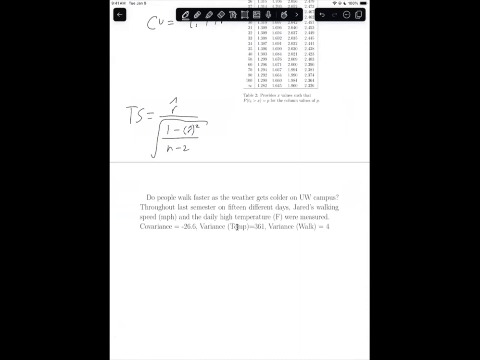Now, we were not given the sample correlation. We were given the covariance and the variance of each of the variables. And so the sample correlation is the covariance divided by the standard deviations of each of the variables. So x and y are just the generic two variables, which is really the same thing as the covariance over the square root of the variances.